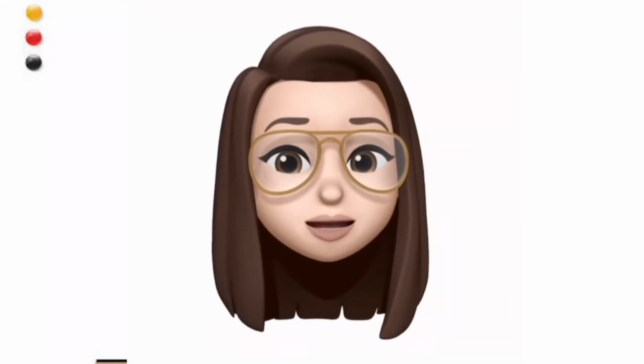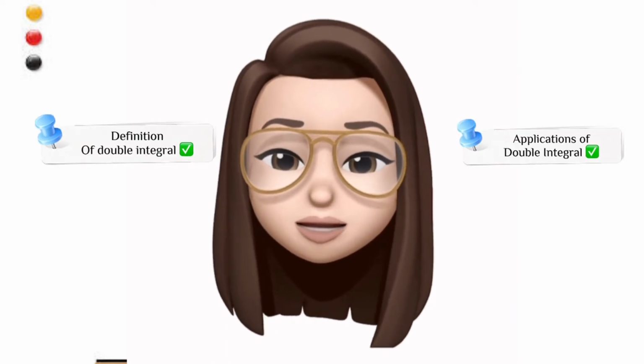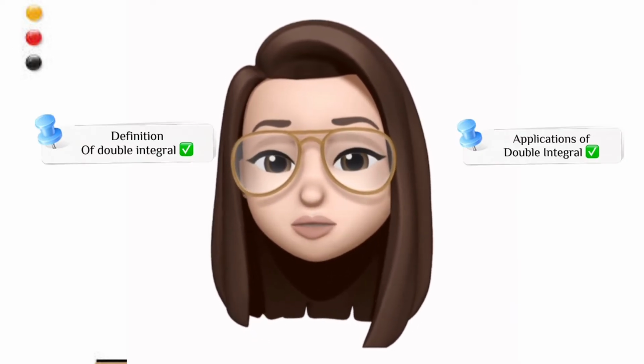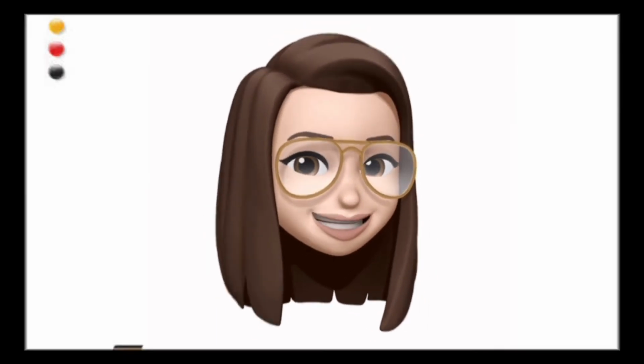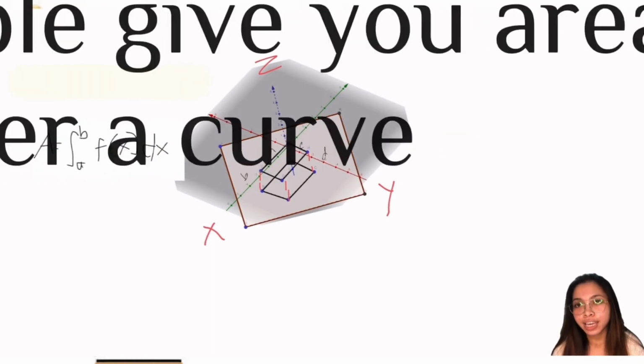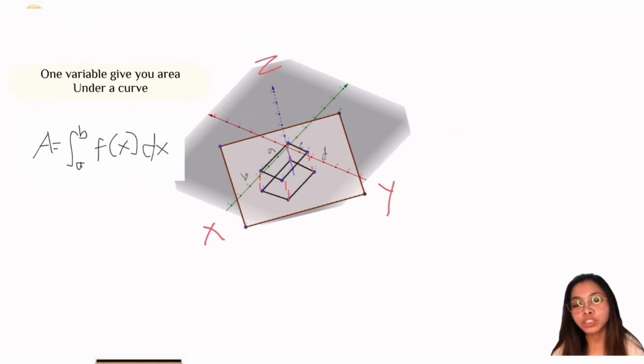Now that we have already known the definition of double integral and its application, we can now have some problem solving that involves double integral. If one variable gives you an area, which is A is equal to the integral of the function of x dx bounded from a to b, then two variables gives you the volume.